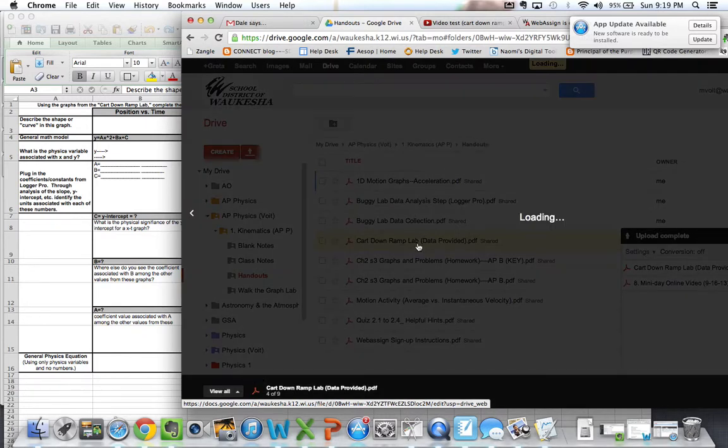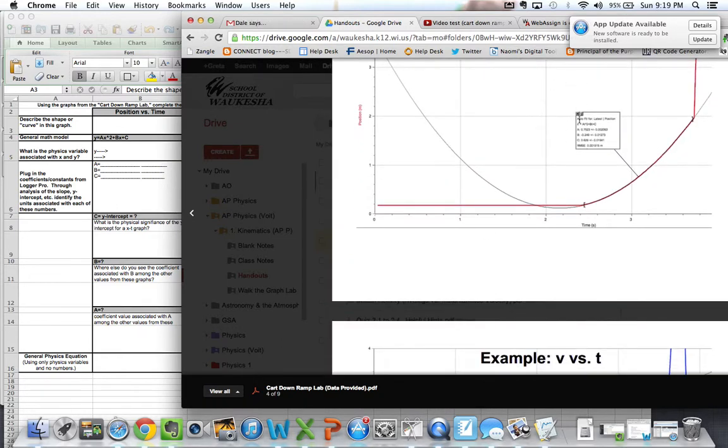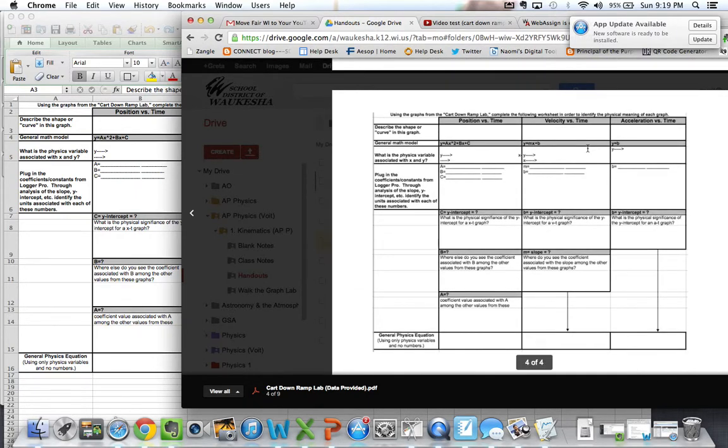So you're going to click on that, and you'll see that you'll have examples of these graphs with that data on there. Same with the VT, same with the acceleration. And then you have a little worksheet. On this worksheet, what I'd like you to do is go through and describe the shape of those graphs. Then you're going to go through and enter in the variables. What was on the y-axis for the position versus time graph? What was on the x-axis?